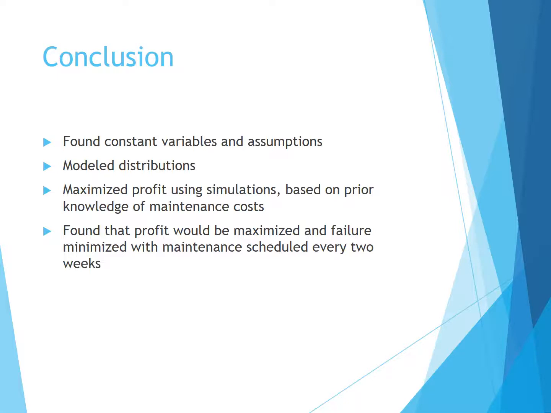So to review, first we found our constant variables and assumptions and listed those out. Then we modeled our known distributions and found that we had a normal distribution and a Weibull distribution in some of our variables. Then we maximized profit using simulations based on our prior knowledge of maintenance costs, and then found that profit would be maximized and failure minimized with maintenance scheduled every 2 weeks.